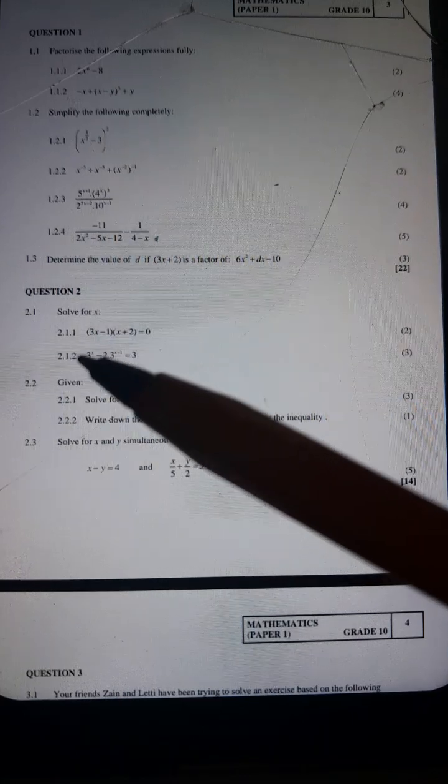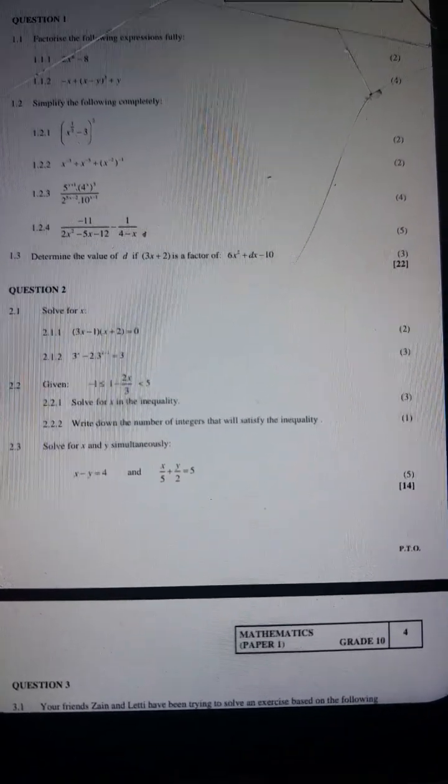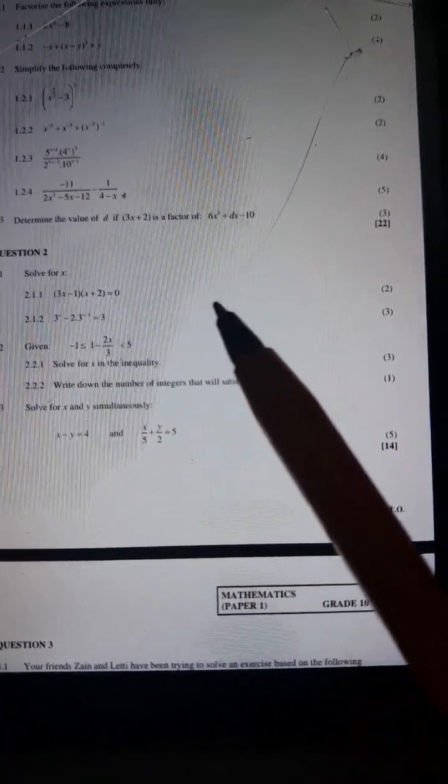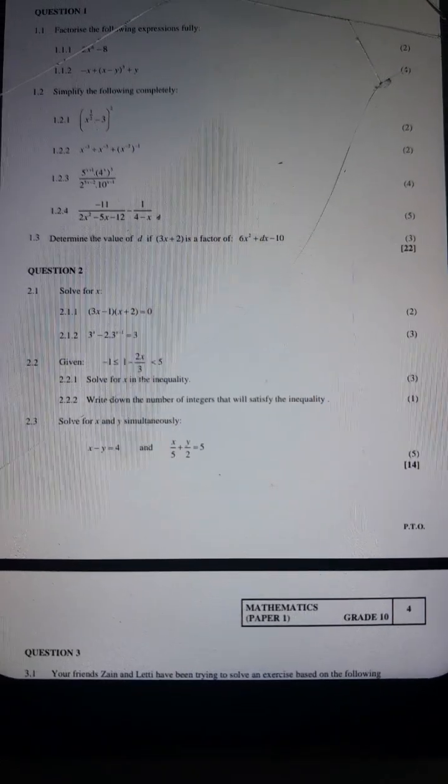Right, so at question 2 we are solving the first equation. Solve for x: 3x minus 1 and x plus 2 equated to 0. So we're going to use what is called the zero product, meaning that 3x minus 1 will be equated to 0 and x plus 2 will be equated to 0. That's 2 marks. Let's put that into practice.